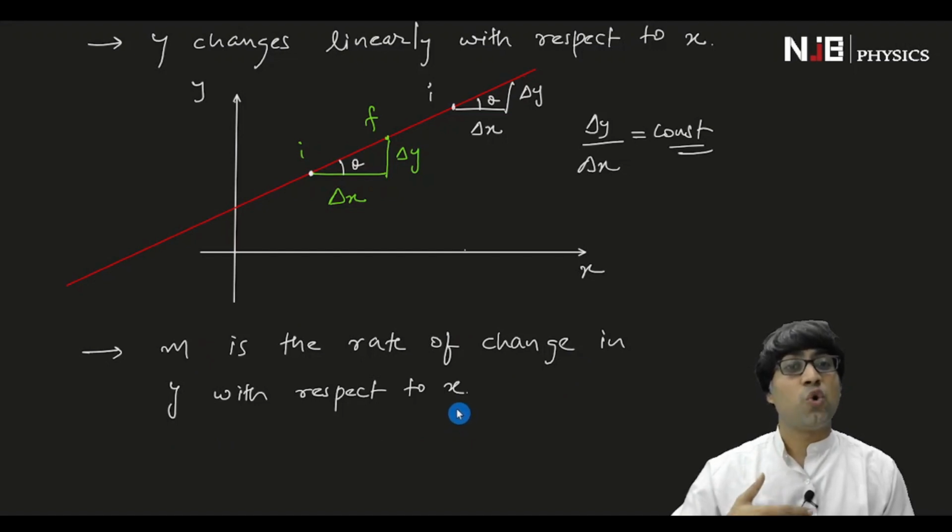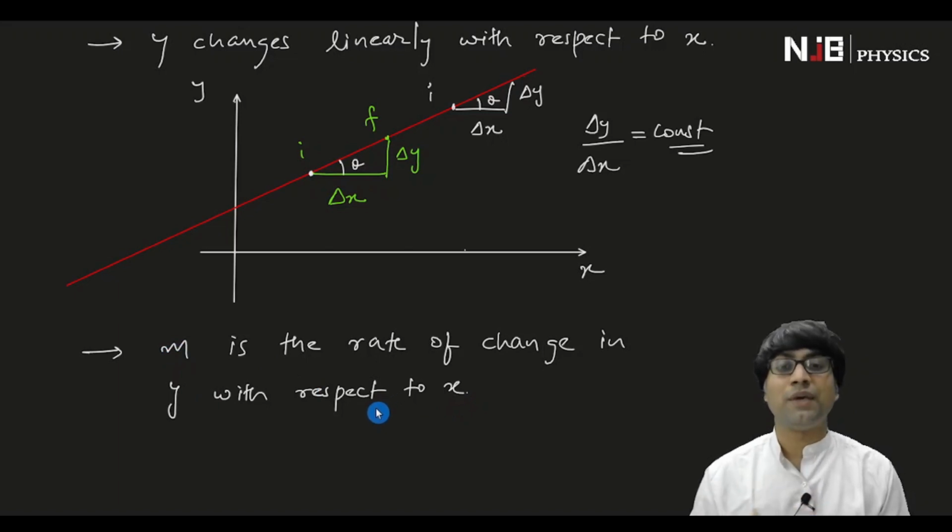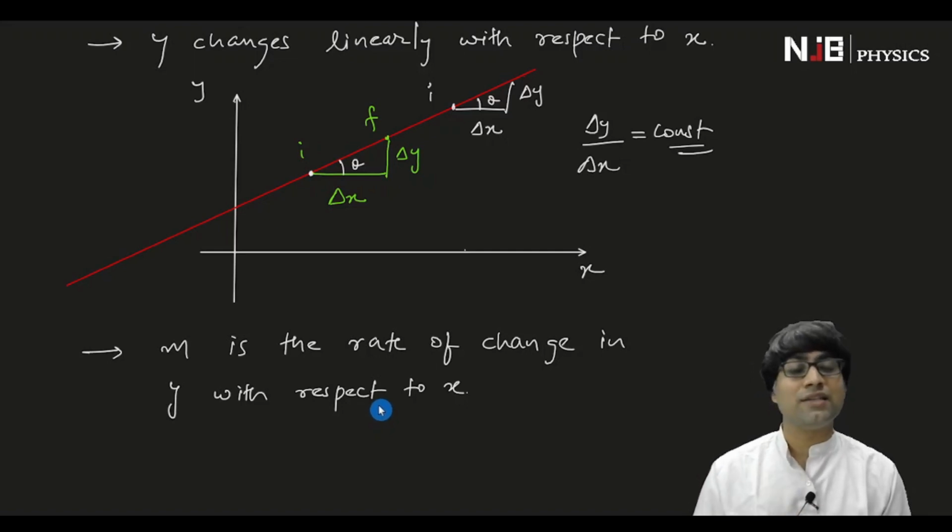So if the slope is more, that means y is changing rapidly with respect to x, and that rate is constant because this m is constant. And if the slope is less, it means that y is not changing that rapidly with respect to x if you vary x. And in fact, if the slope is negative, it means that there is a change, but the change is negative. It means that y is decreasing with respect to x, however, at a constant rate. So this is the physical interpretation of a linear function.